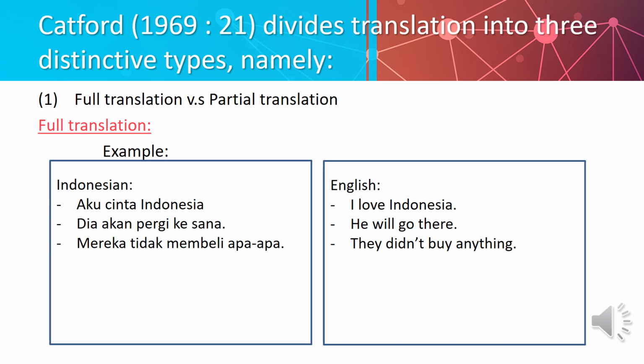For example, Indonesian: Aku cinta Indonesia. In English, I love Indonesia. Dia akan pergi ke sana. He will go there. Mereka tidak membeli apa-apa. They didn't buy anything.